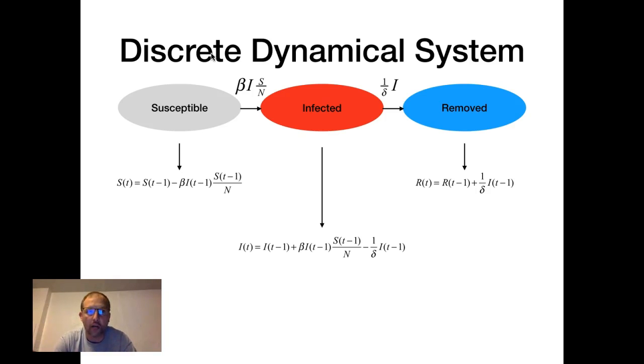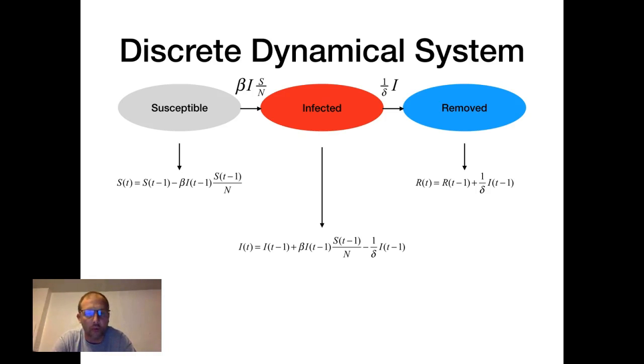When we take our flow diagram and create a discrete dynamical system, we get these 3 equations. So again, susceptible at any time t is going to be equal to the number of susceptible at t minus 1, the previous time step, minus the effective contact rate times the infected at t minus 1 times susceptible at t minus 1 over N. All right, just that function that's between the susceptible and infected group.